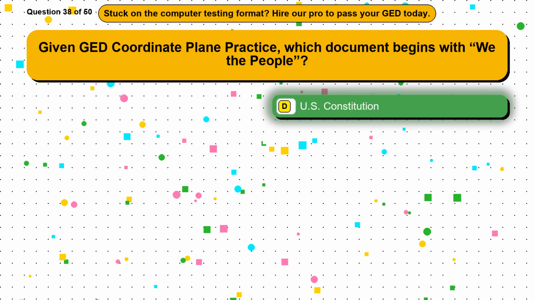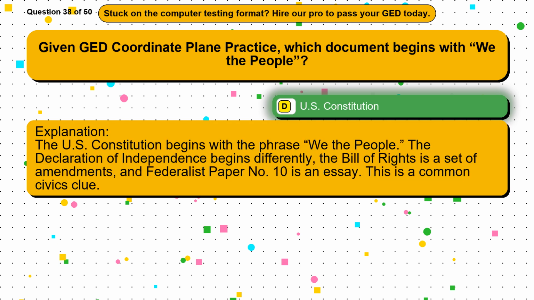The correct answer is option D, U.S. Constitution. The U.S. Constitution begins with the phrase "We the People." The Declaration of Independence begins differently, the Bill of Rights is a set of amendments, and Federalist Paper No. 10 is an essay. This is a common civics clue.